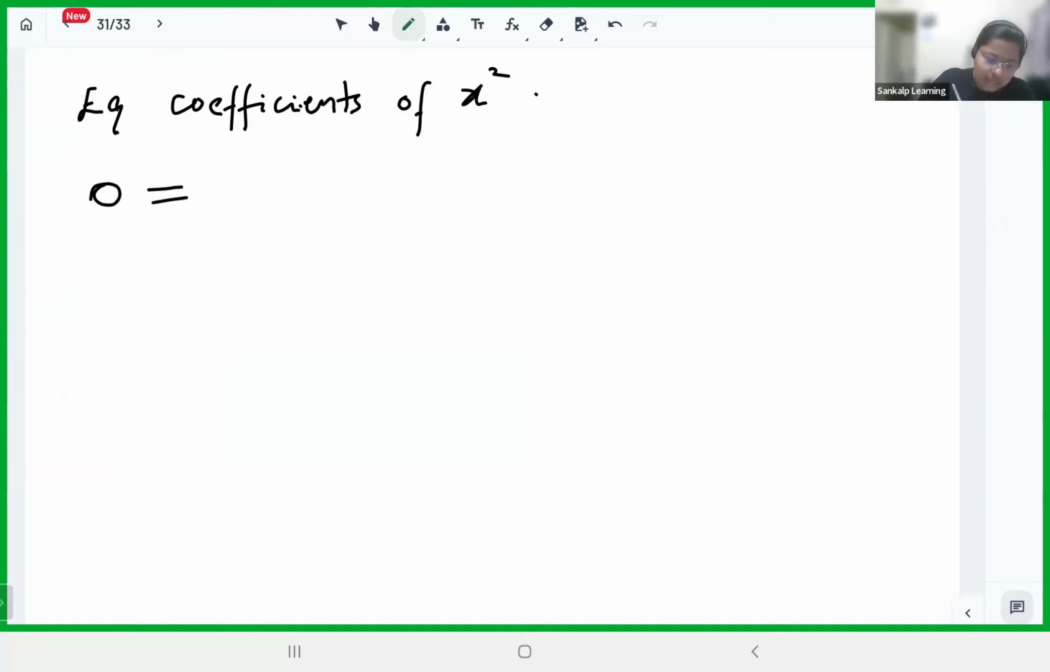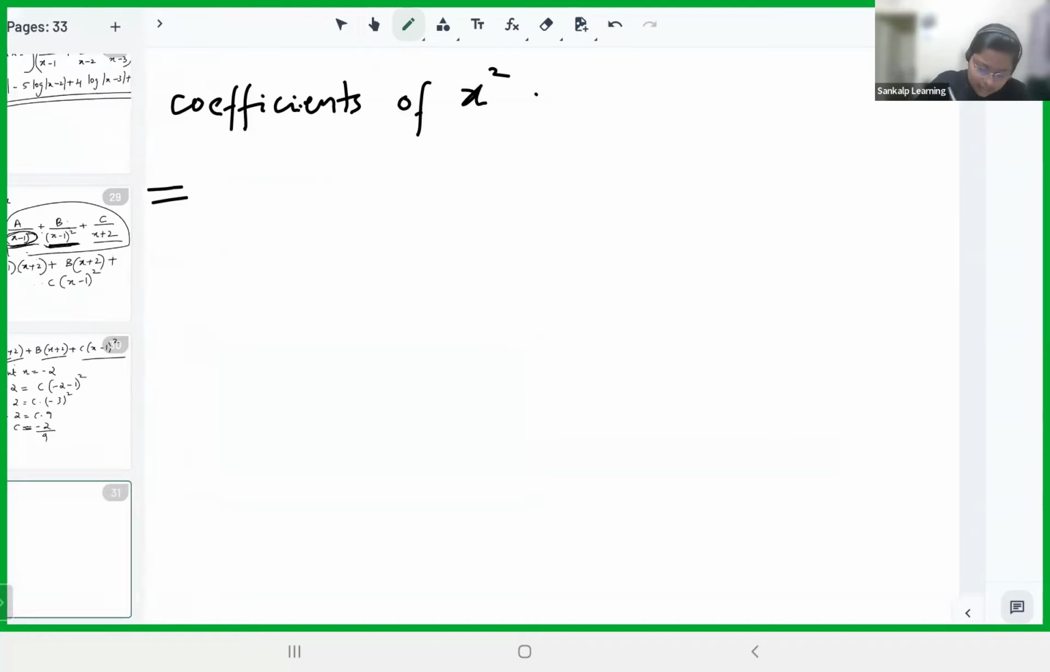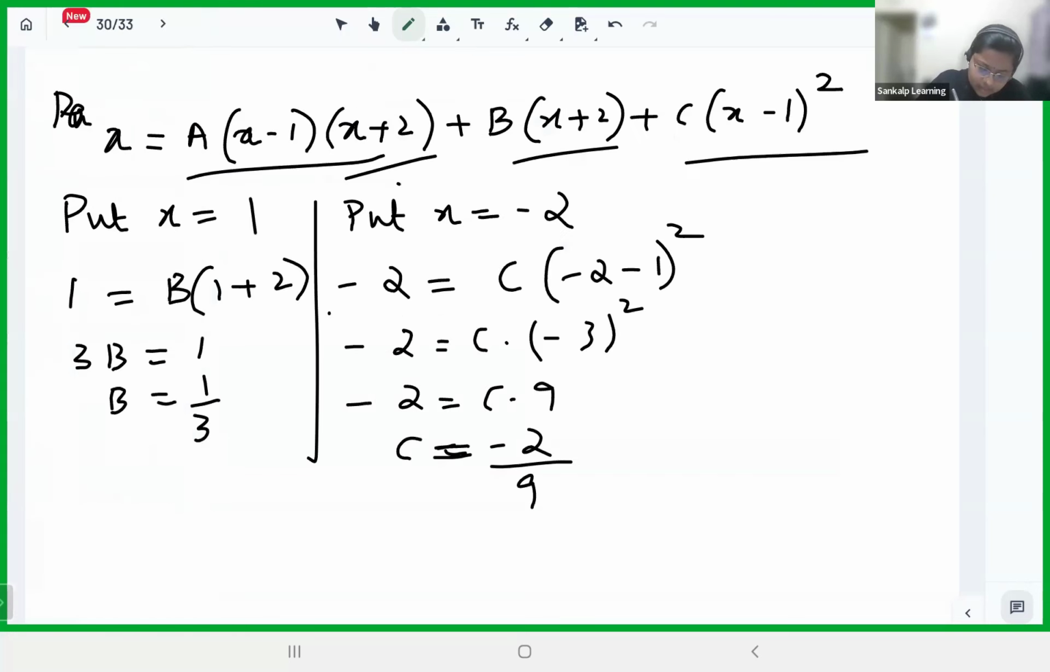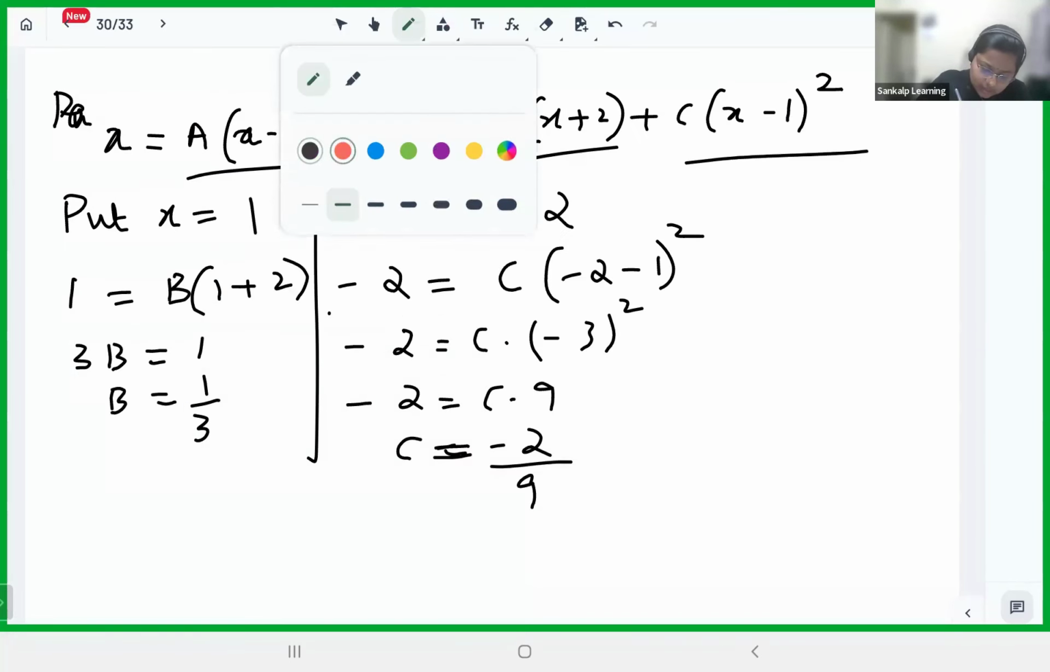Now, equating coefficients of x square in order to find A. Okay, we are equating the coefficients of x square. We know on the left side the coefficient of x square is 0. There is only an x term, right? So the coefficient is 0 on the left side. And what will be there on the right side? This is our equation, right?